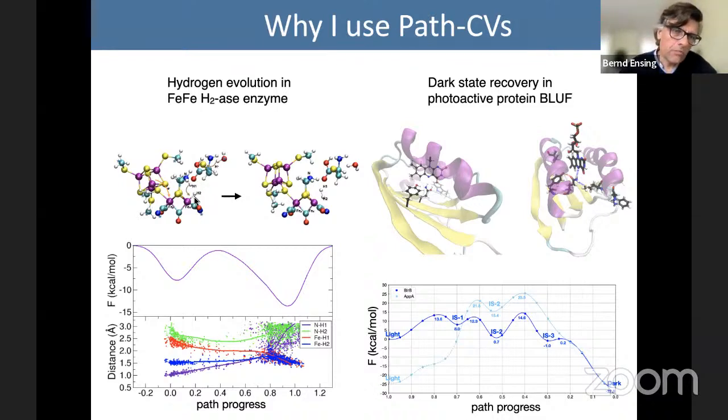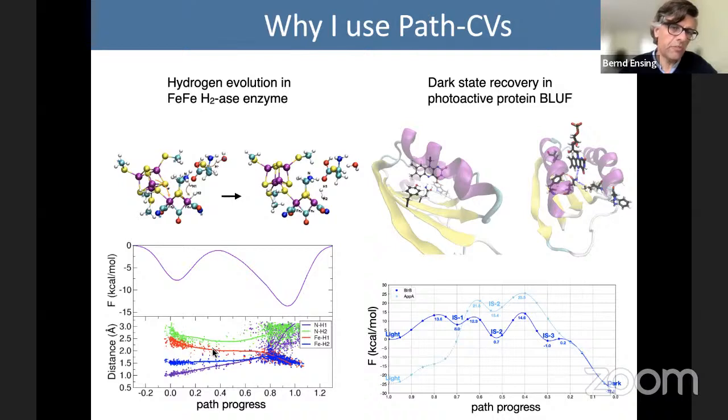But there are several bonds being formed and broken, right? So this hydrogen forms a hydride that forms a bond with this iron, then there has to be a bond formed here, and this jumps around, etc. And so what we use these path collective variables for is that we sort of know in these chemical reactions which bonds are being formed and broken, and so we can make a list of them.